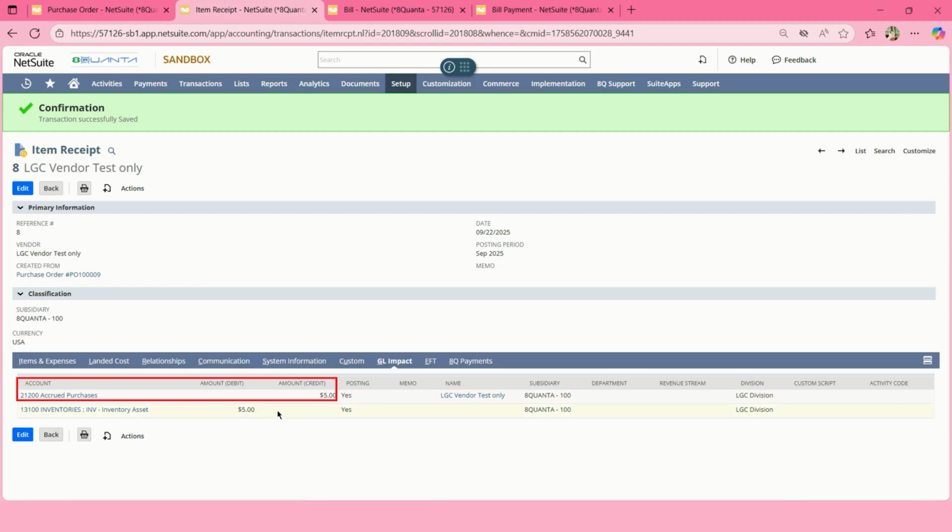Credit accrued expenses, or received not billed. This records a temporary liability since the vendor has not billed yet. This ensures that inventory valuation is accurate as soon as goods are received, regardless of billing timing.